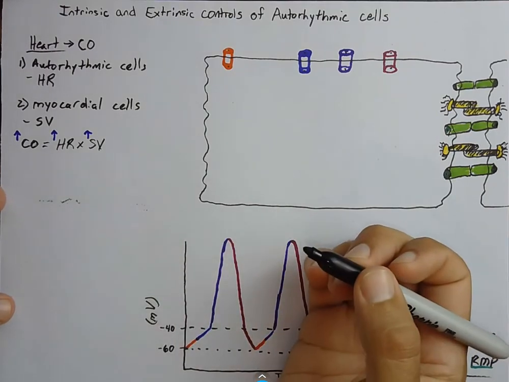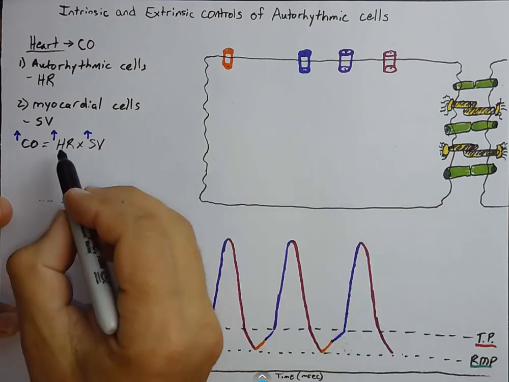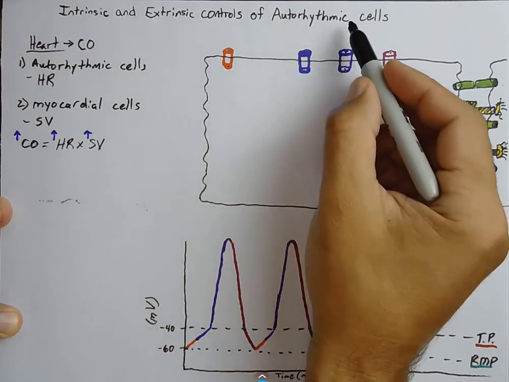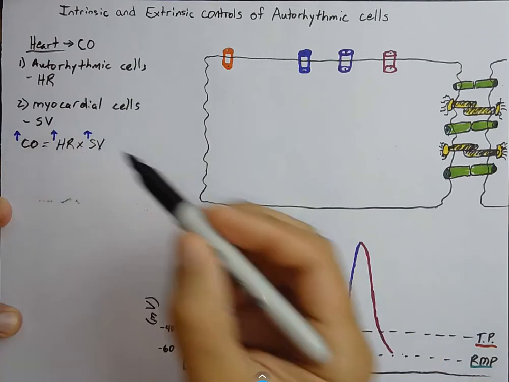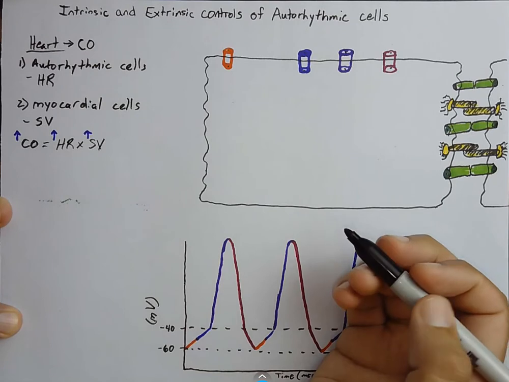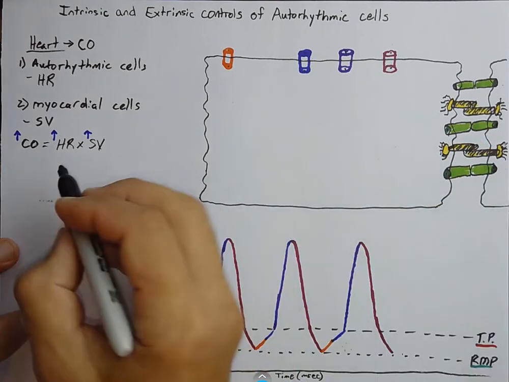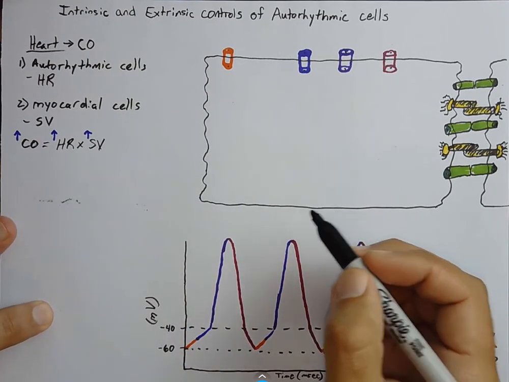So what we're going to go into today is how the body controls the heart rate, because we're going to focus primarily on the autorhythmic cells here, and in the next lecture we'll focus on stroke volume and what the myocardial cells are doing, how they affect cardiac output, and how the body can regulate them.